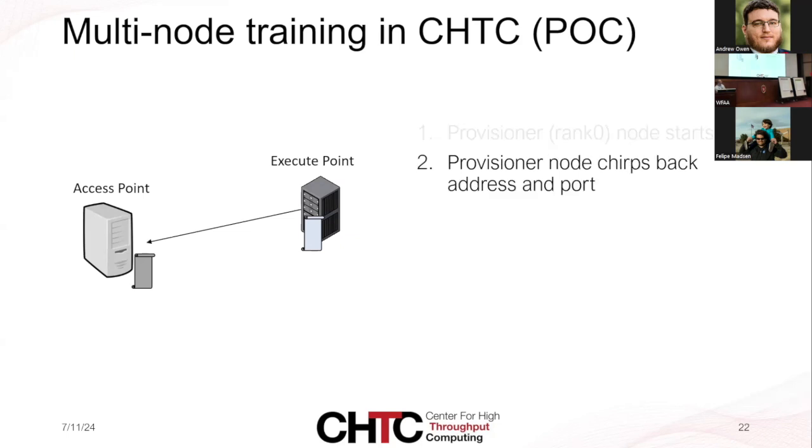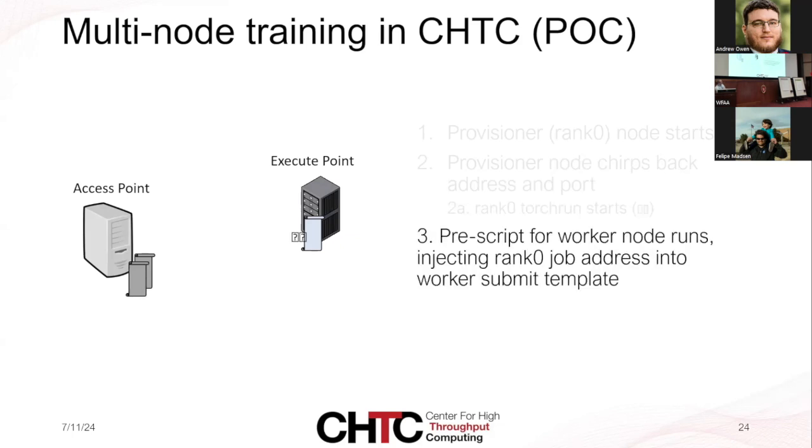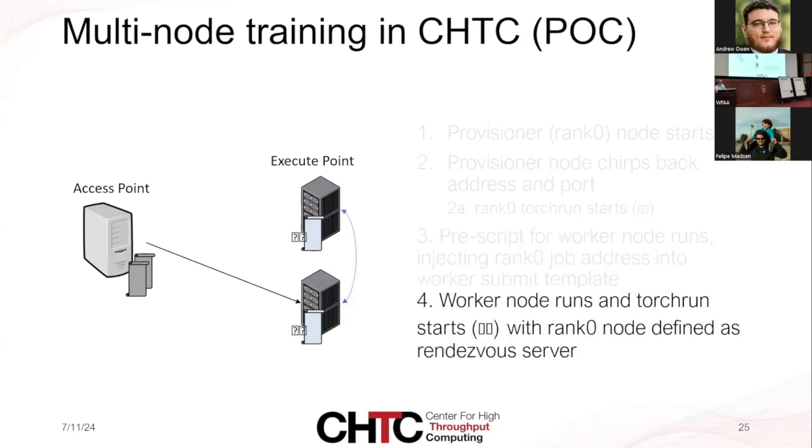So what does this look like? I can whip through it here, but essentially it's, oh no, that was a little abacus. I had a little abacus to indicate that the computing was happening there. But again, the execute point, the first one starts up, communicates back to the access point and says, here's where the other workers need to go to communicate. And then that information propagates down into the secondary workers.